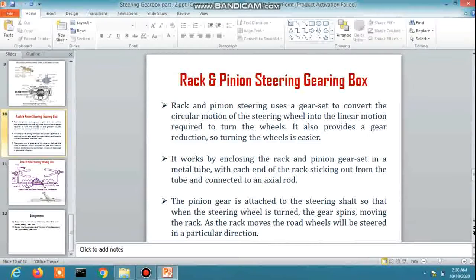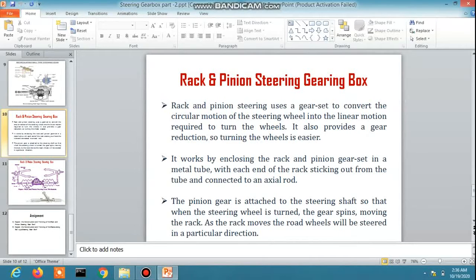It works by enclosing the rack and pinion gear set in a metal tube, with each end of the rack sticking out from the tube and connecting to a tie rod. The pinion gear is attached to the steering shaft, so that when the steering wheel is turned, the gear spins and moves the rack. As the rack moves, the road wheel will be steered in the particular direction.